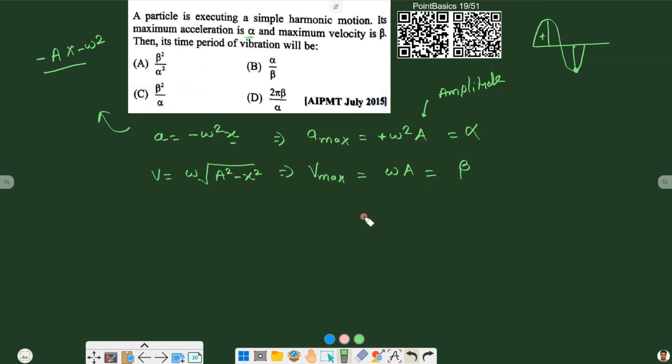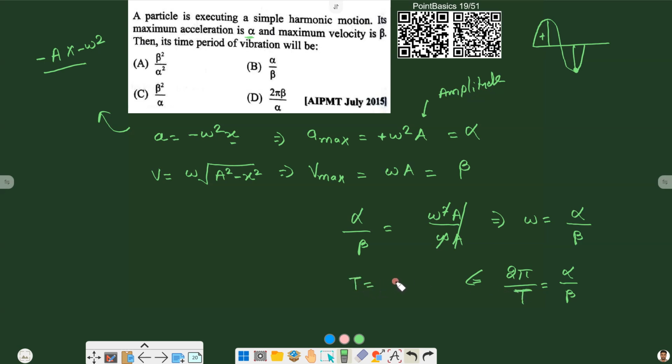Now we can divide both of these. So alpha by beta is equal to omega square A by omega A, cancelling both. What we get, omega is equal to alpha by beta, and we already know omega is 2 pi by T, which is equal to alpha by beta, and from this time period is equal to 2 pi beta by alpha. So option D matches with our answer. Now moving to next question.